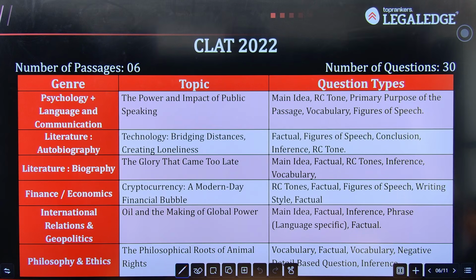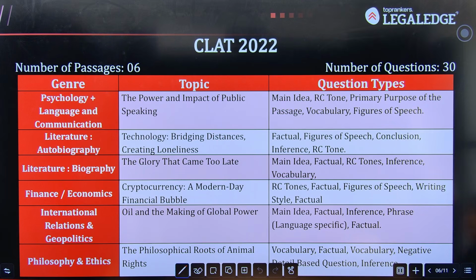The second passage was around literature, autobiography. The topic of the passage can be Technology: Bridging Distances, Creating Loneliness. There were questions around fact based, figures of speech, conclusion, inference, and RC tones.